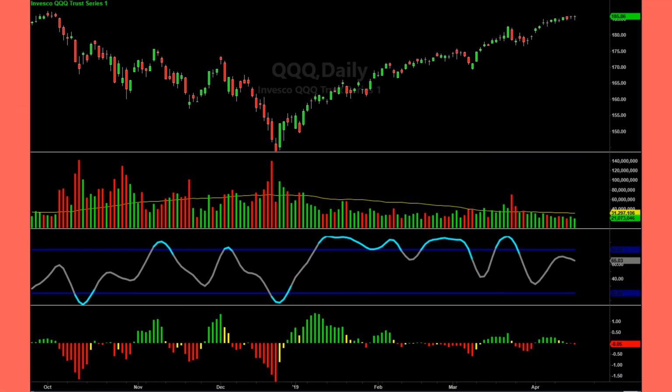Alright, back into the analysis. If we take a look at the QQQ, I'm going to use this in place of the Nasdaq. First thing I want to highlight is that this was the high of 2018. So around the beginning of October of 2018, we placed a high in the QQQ Trust, which I'm using interchangeably with the Nasdaq.